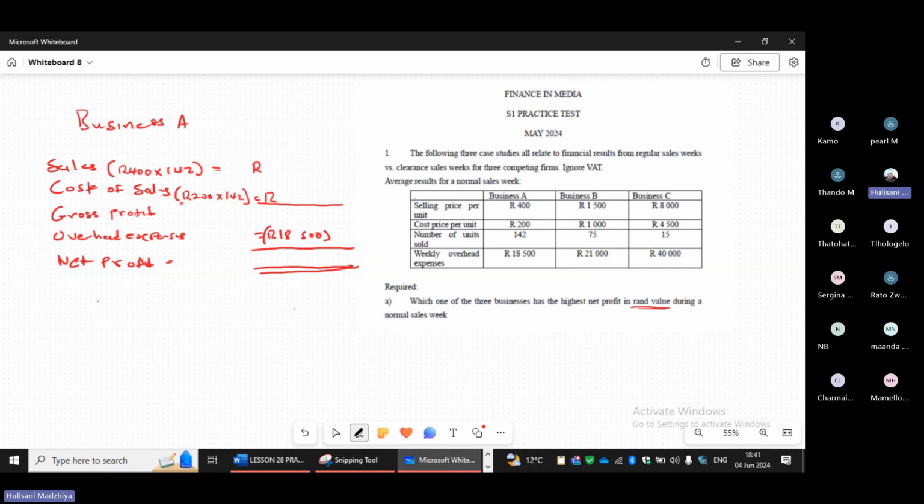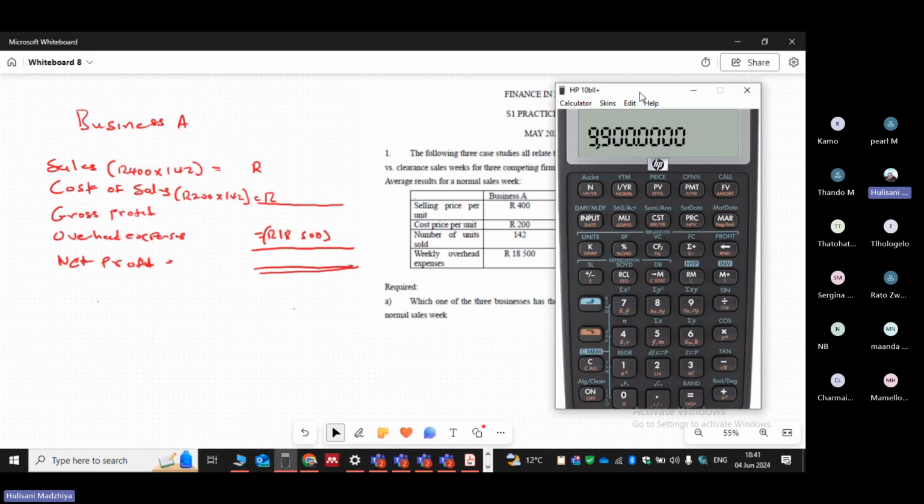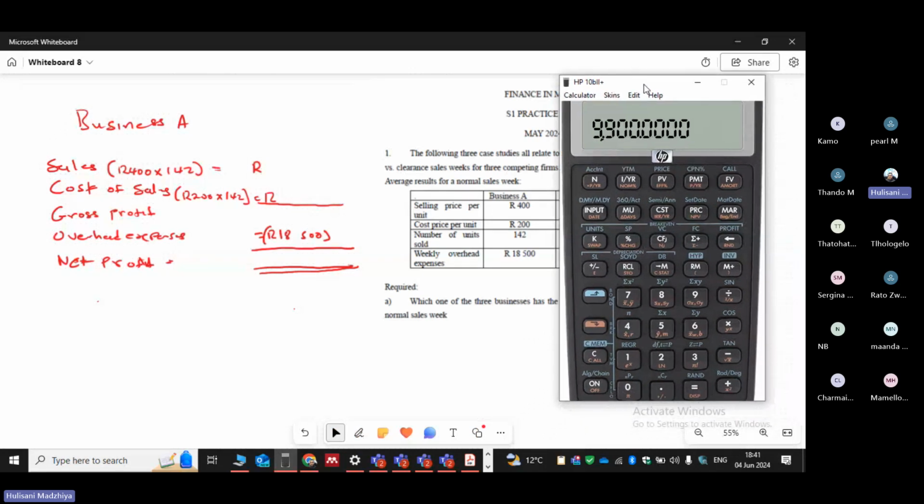So now we can use our calculator to calculate the net profit for business number A. Also, when you answer this in the examination, if you are required to calculate the net profit or gross profit, make sure that you follow the income statement format. Do not just calculate it separately as workings, but please show the format of the income statement when calculating net profit or gross profit.